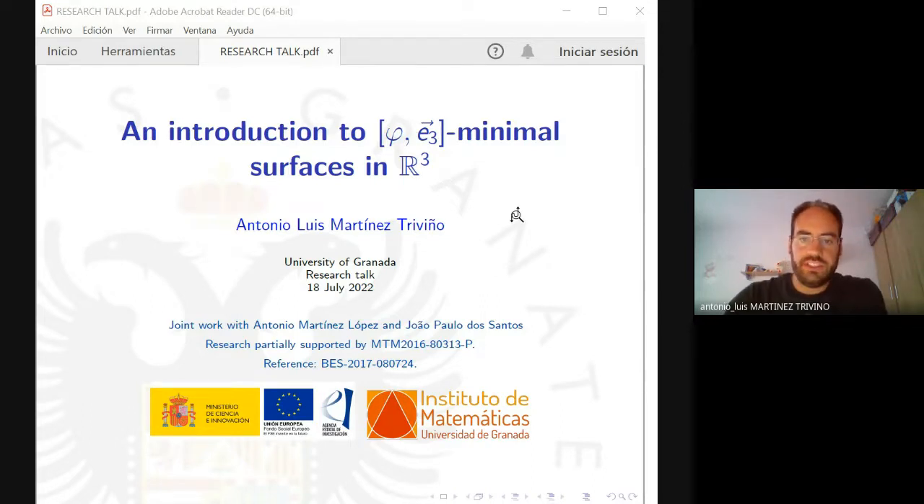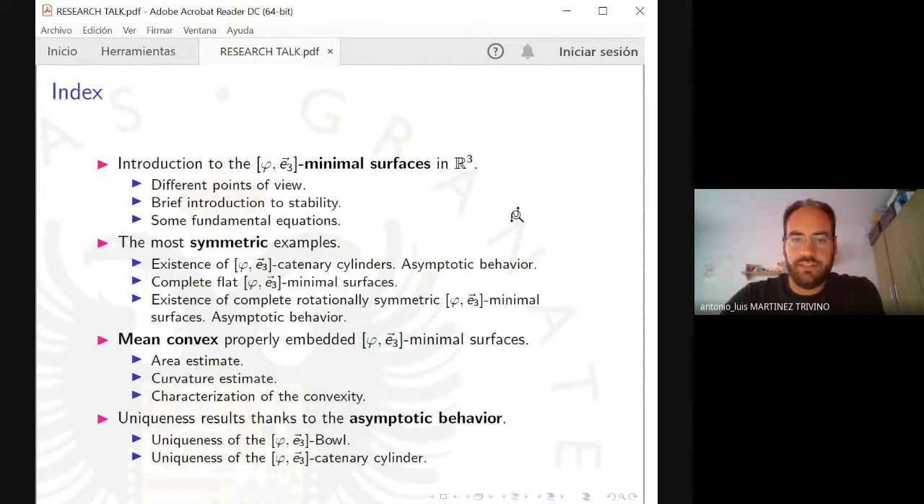The sketch of this talk is the following. Firstly, I will introduce the family of phi3 minimal surfaces in R3 from three different points of view. Moreover, I will introduce the definition of stability as locally minimum of a weighted area functional, together with some fundamental equations that we will use throughout this talk.